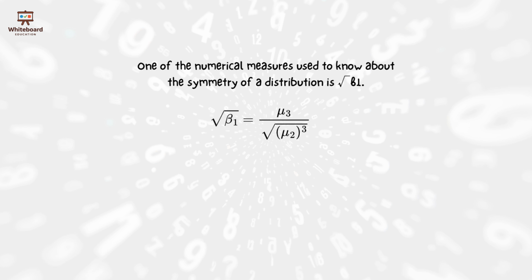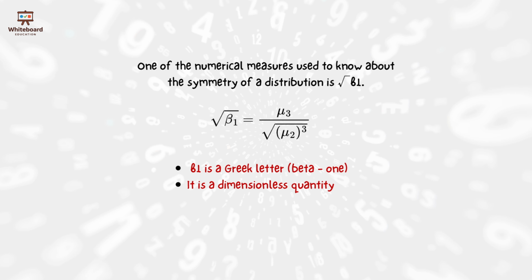One of the numerical ways to know about the symmetry of a distribution is square root beta 1. Square root beta 1 is equal to population moment 3 over square root moment 2 raised to the power 3. Do note that there is a Greek letter called beta 1. And this is a dimensionless quantity. Why, you ask? It is because this measure is independent of scale, meaning that it needs no units to calculate and compare.